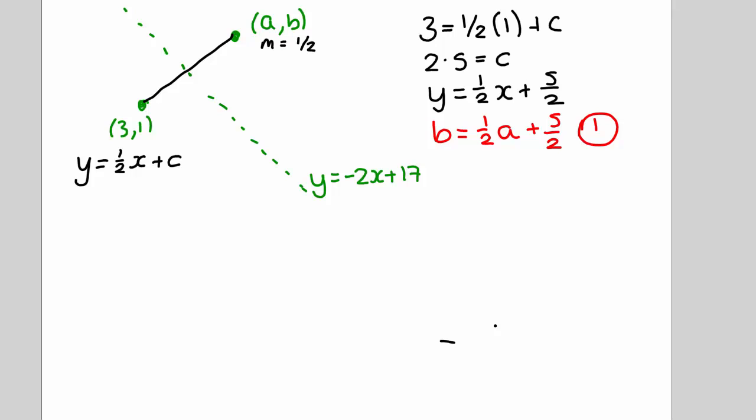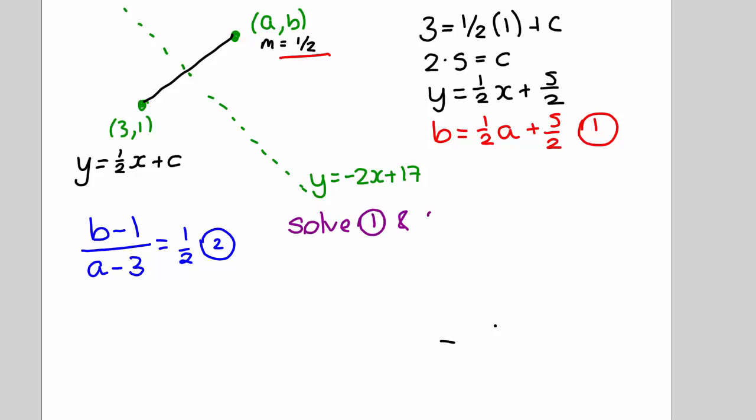Now, what else do I know? Well, I know that the gradient of this line is 1/2. So why don't I use that? Why don't I use y2 minus y1 over x2 minus x1 is 1/2, and there's equation 2. And if I solve 1 and 2 simultaneously, remember I've got a ClassPad. Okay, use it to your advantage. You don't have to be sitting there trying to chunk through the algebra for it. You can. And sometimes it's good practice. We discover that A is 11 and that B is 5.